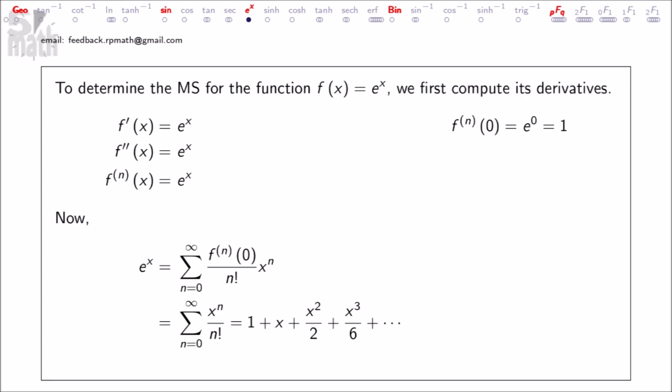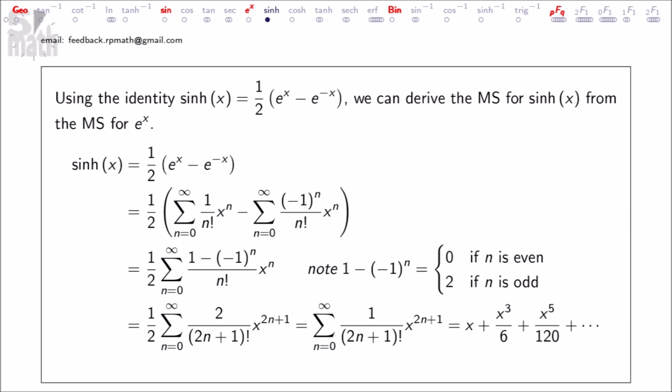To determine the Maclaurin series for the function e to the power x, we first compute its derivatives. Using the identity here, we can derive the Maclaurin series for hyperbolic sine from the Maclaurin series for e to the power x.